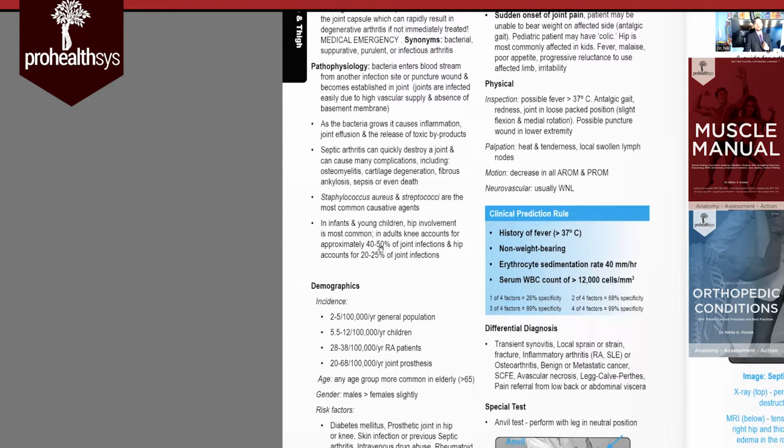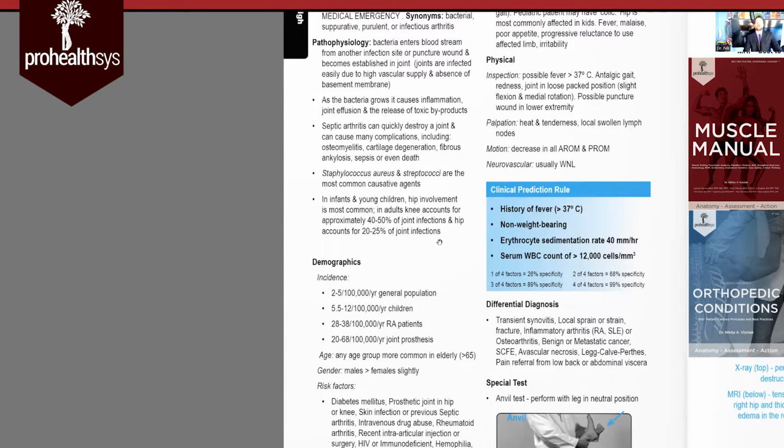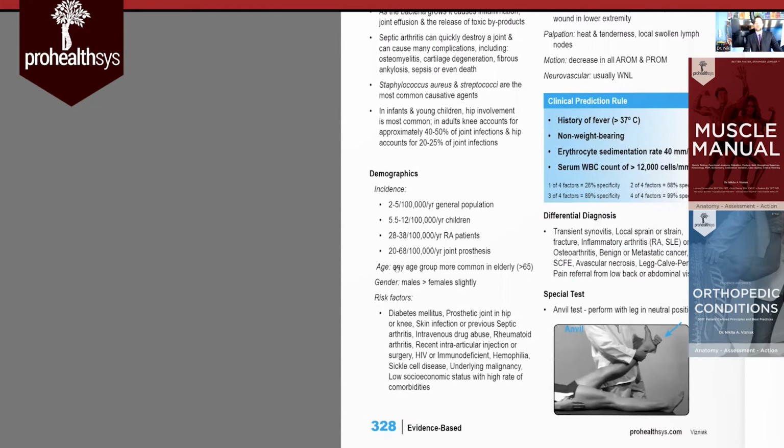Okay, hip involvement is most common. Knees are possible as well. 40 to 50% of joint infections are in the hip. Okay, so incidence, it is not overly common, thankfully, but it is something that we have to be aware of.